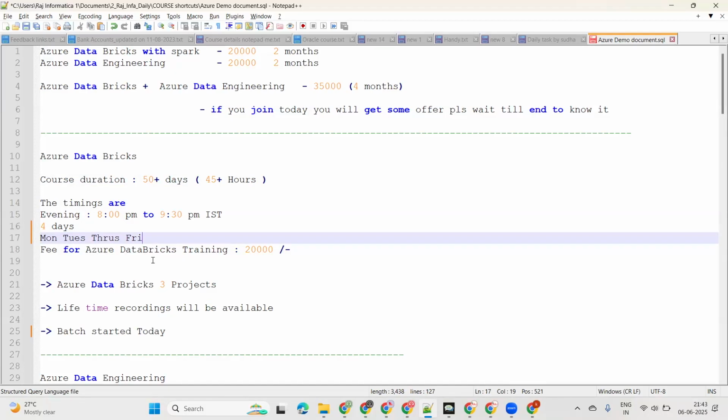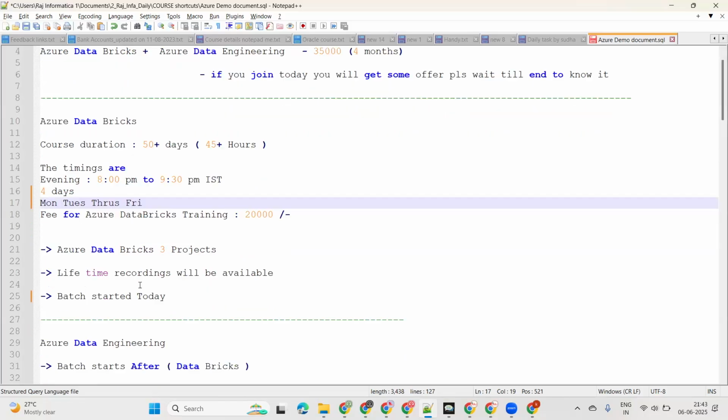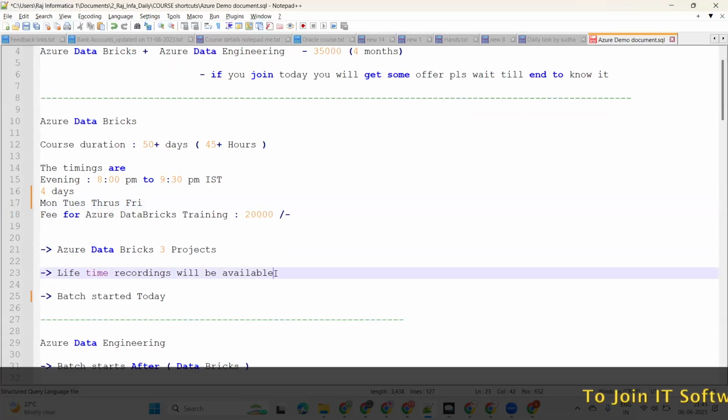The fee will be 20,000 rupees. In this Azure Databricks program, we are going to cover 3 real-time projects. Every session will be recorded and shared with you. Both the recordings and the material can be accessed for lifetime.